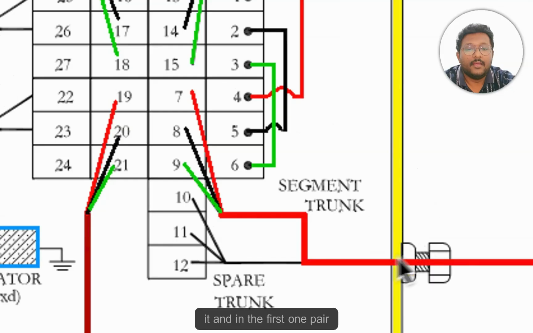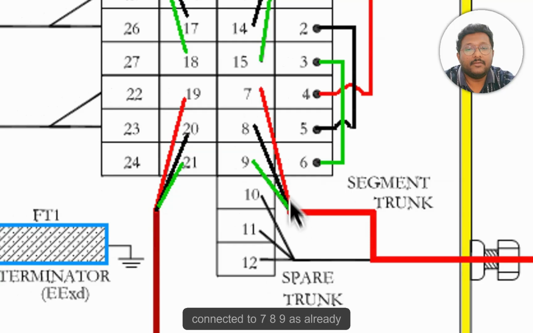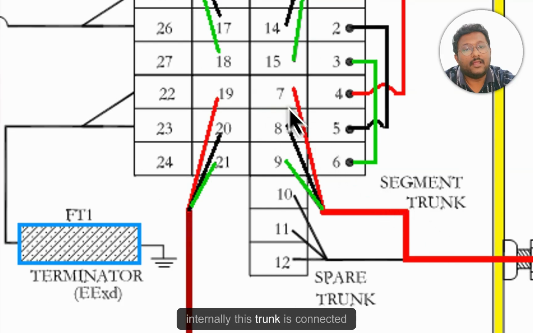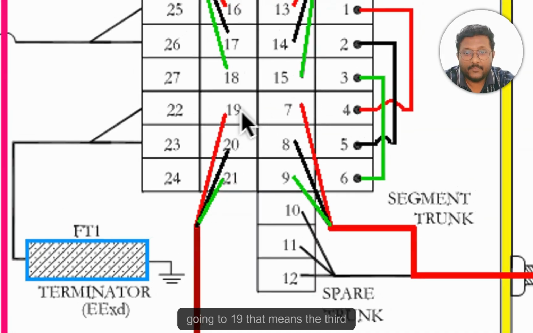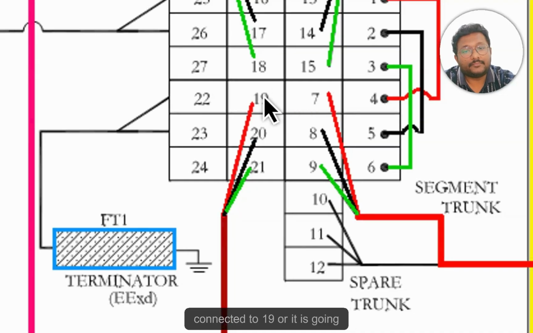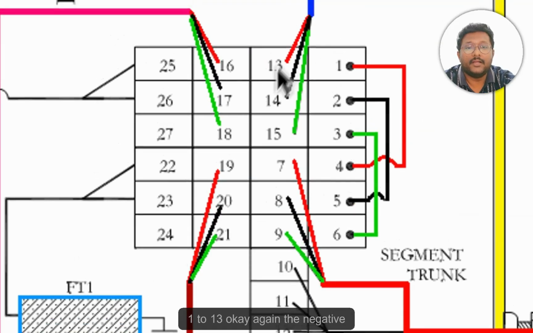Okay, leave it. In the first one pair cable we are using, that is connected to 7, 8, 9. As the complete rows are already shorted internally, this trunk is connected to 7, the positive one. It is going to 19. That means the 3 trunks are already connected in parallel. Now the main trunk is connected to 19, or it is going 7 to 4, 4 to 1, 1 to 13.